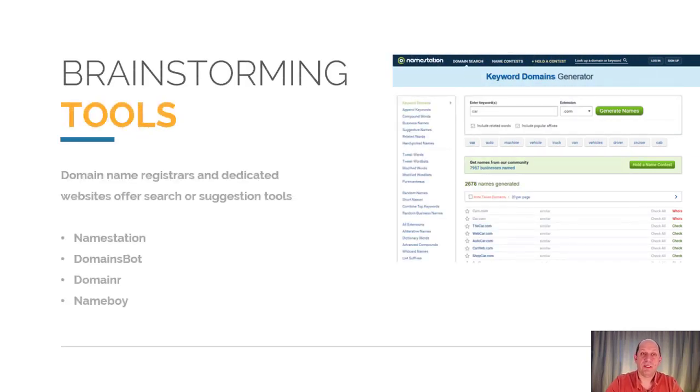When you're trying to figure out your domain name, it might be useful to use a brainstorming tool. These could come from the places where you might buy your domain, which is a domain registrar, but there's also dedicated websites that might give you suggestions. You can type in a few keywords and get some examples back. There are a few listed here, NameStation, DomainBots, DomainR, and NameBoy that could be helpful for that.